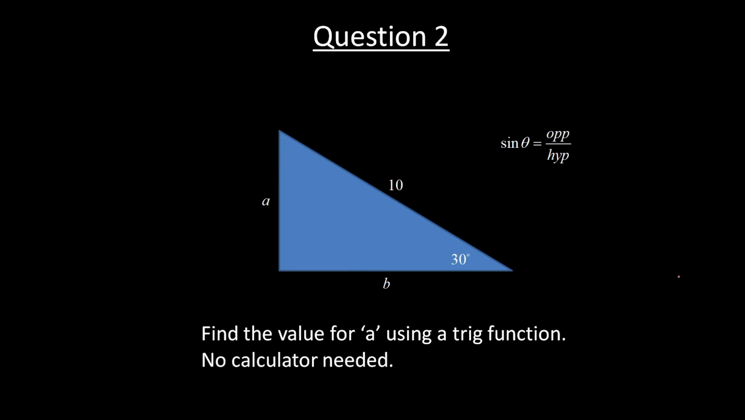Here's question 2 then for the lecture work. Given this right triangle, and because you probably haven't memorized this stuff yet because you're just seeing it now, here's the sine function relationship. And I want you to find the value for A using the sine function. Now, no calculators needed here. In other words, I just want the expression. Don't give me the decimal number. I just want the expression. What is the value for A?